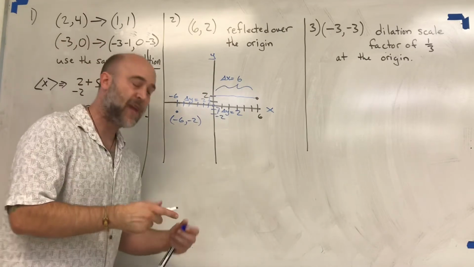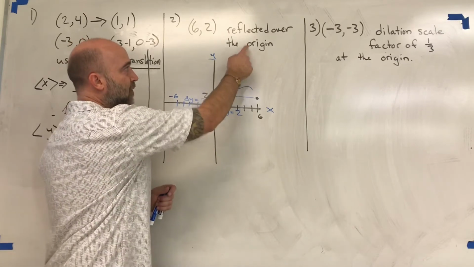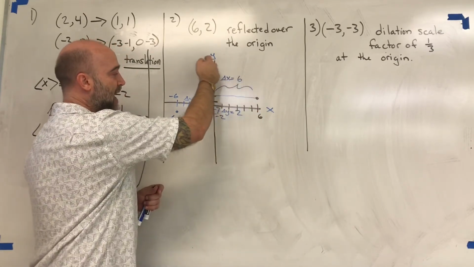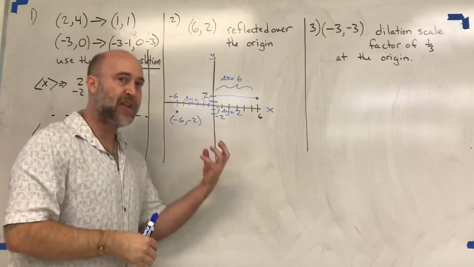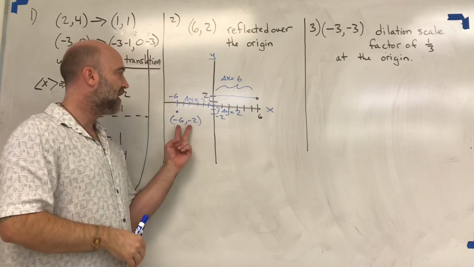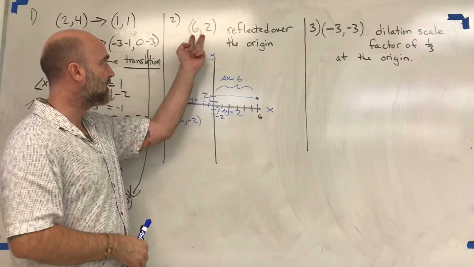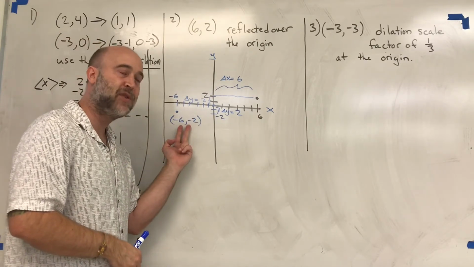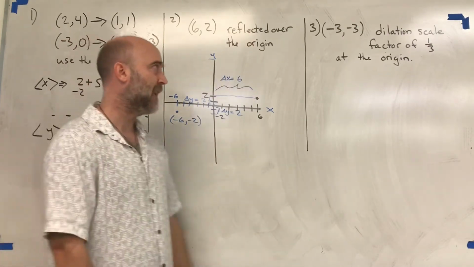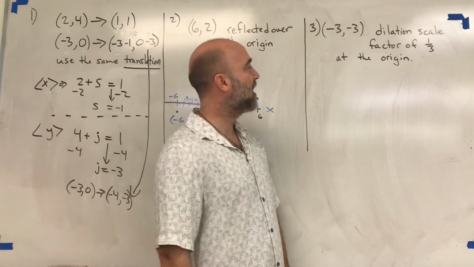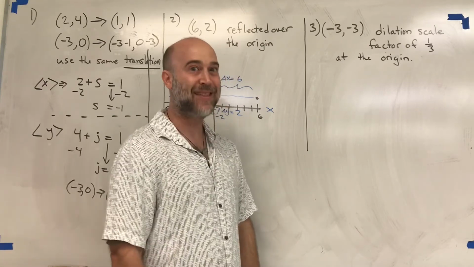Yes. And one of the things that the presenter in Delta Math kind of talked about, a reflection over the origin is the same thing as a rotation of 180 degrees around the origin. And a rotation of 180 degrees around the origin just negates, or does an opposite, on each of the components. So 6, 2 turns into -6, -2, and that's always going to be the case if you're reflected over the origin. Last one, -3, -3 has a dilation scale factor of 1/3 at the origin.